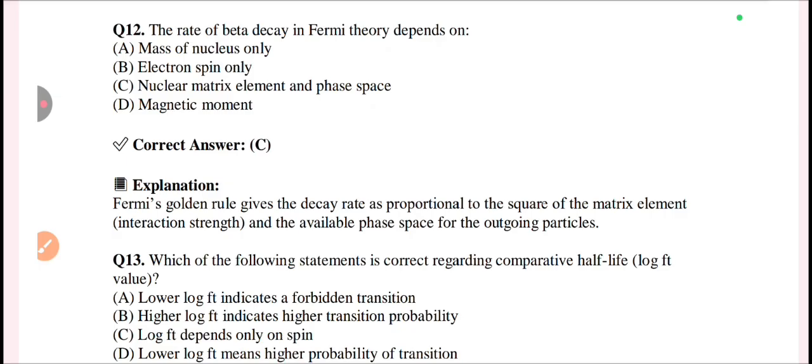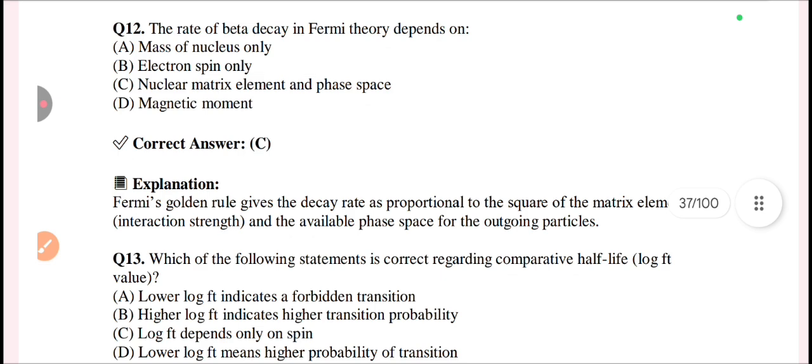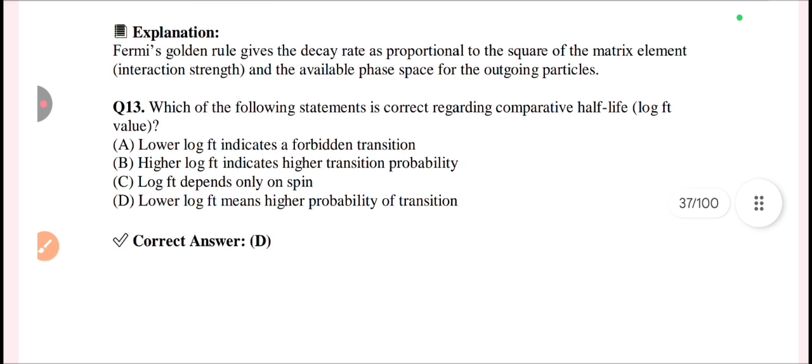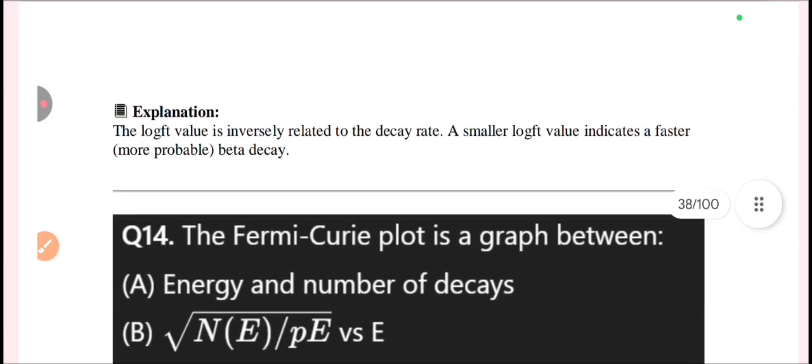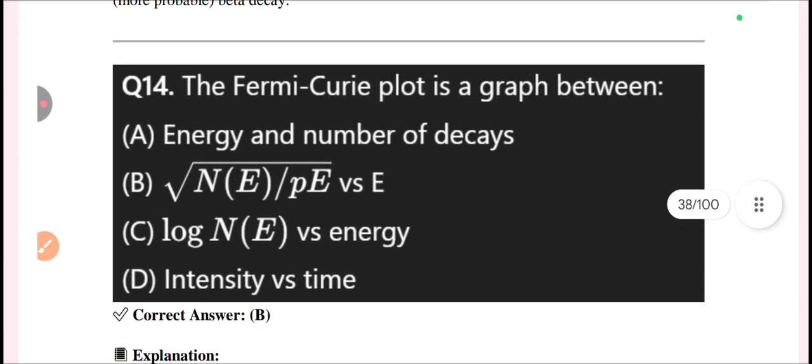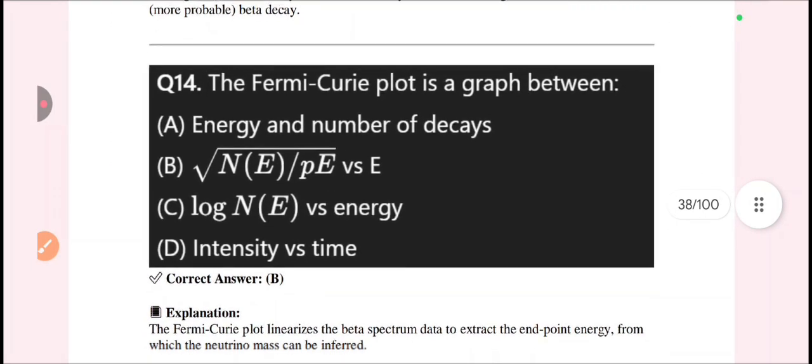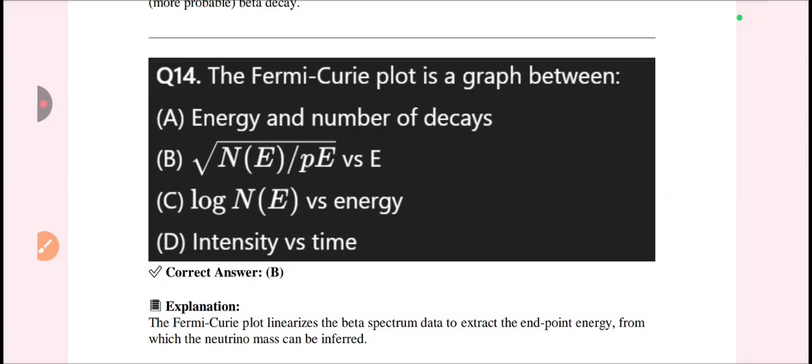Which of the following statements is correct regarding comparative half-life log ft value? The correct option is D. Lower log ft means higher probability of transition. Then we have a question. Look over here. The explanation is given.